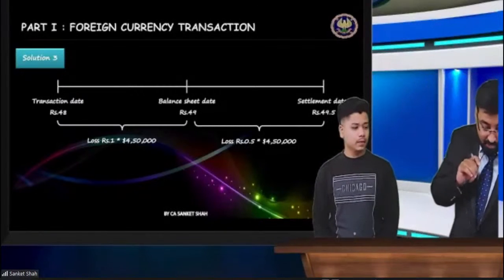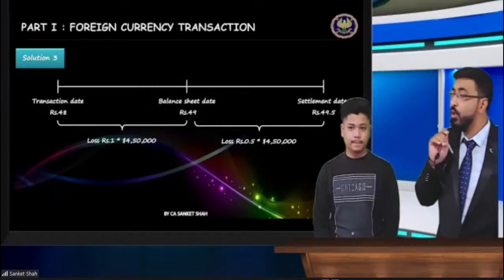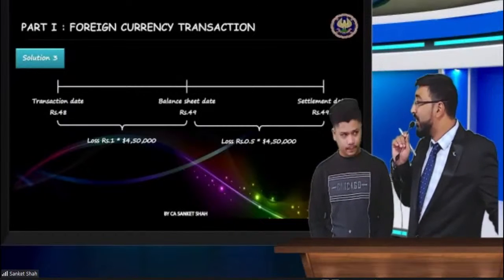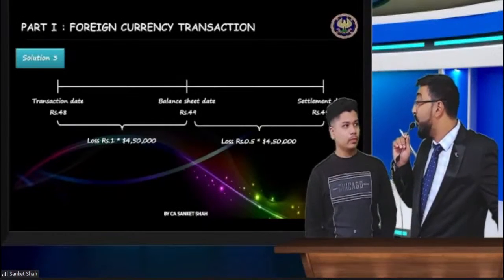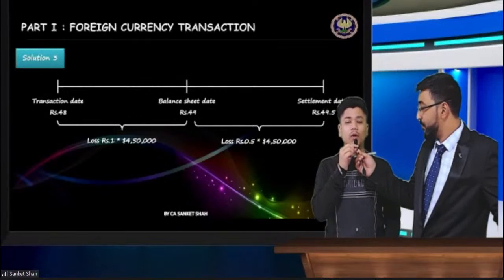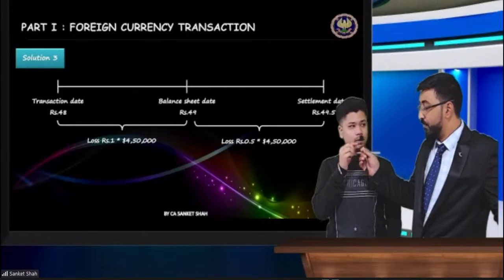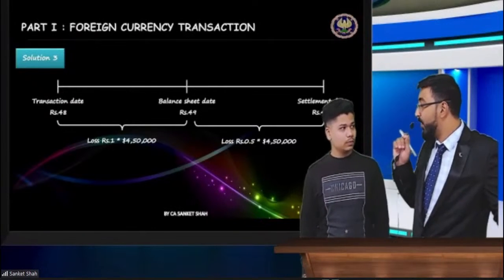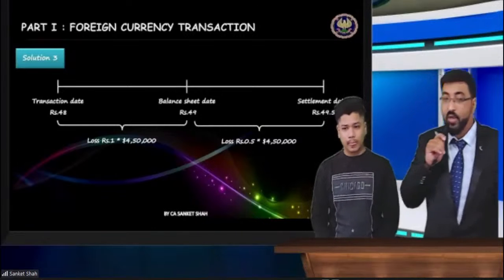Very good, beta. So purchases account debit to creditors. What is the second entry that you are going to pass, and when? We have to pass on balance sheet date. So entry is foreign exchange difference account debit to creditors and 5 rupees. Whether it's a loss or profit? It is a loss. Very good, beta.